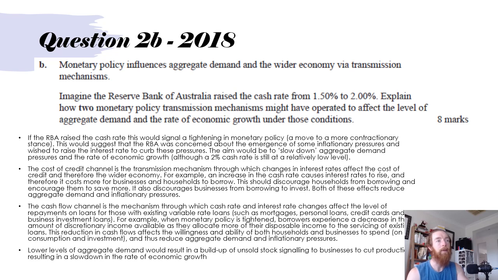This would suggest that the RBA was concerned about the emergence of some inflationary pressures and wished to raise the interest rate to curb these pressures. This is aimed to slow down aggregate demand pressures and the rate of economic growth, although a 2% cash rate is still a relatively low level. That's a lot for that first mark.